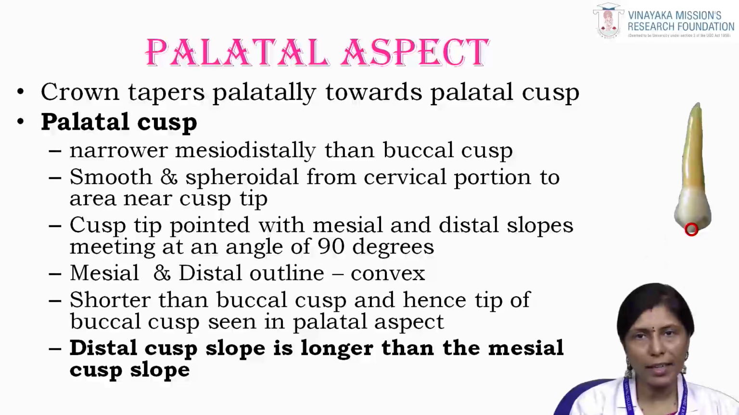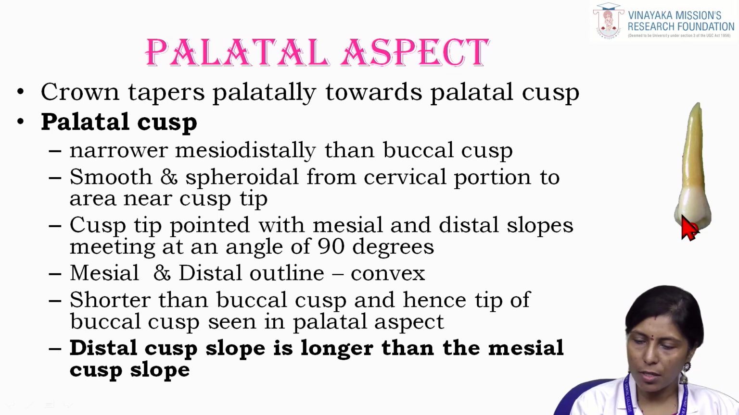Next, coming to palatal aspect of the tooth. Here again the crown tapers palatally towards the palatal cusp. Here you can appreciate it is tapering towards the palatal cusp and the palatal cusp is narrower mesiodistally. Here you can appreciate the buccal cusp, right. So it is narrower mesiodistally than the buccal cusp and it has a smooth and spheroidal form from the cervical portion to the area near the cusp tip.